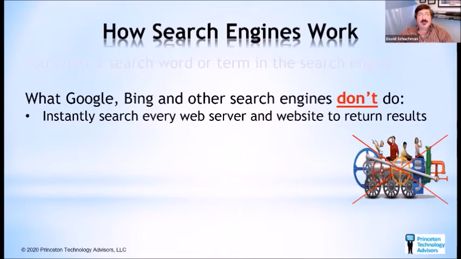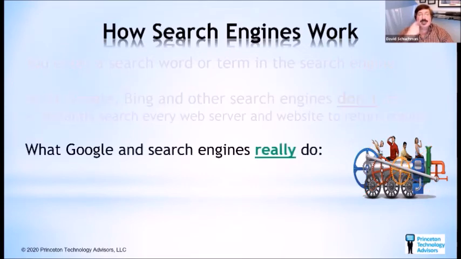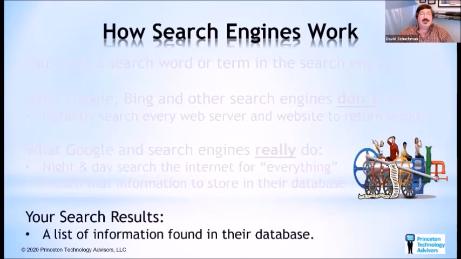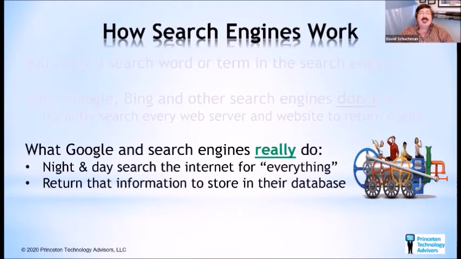Google doesn't do that. What Google really does is they go out, night and day, and they search every website anyway. They're just doing it anyway. Naturally, they're searching every website, and they take the information that they find and they store it in their database. They have these little programs called bots or spiders or web crawlers. They crawl the World Wide Web. They find anything about any website, they send it back to Google's database.